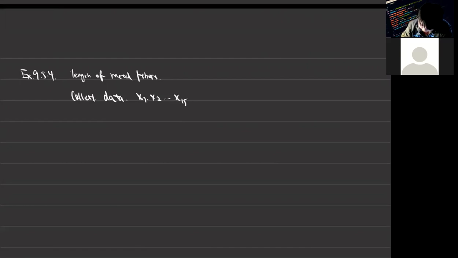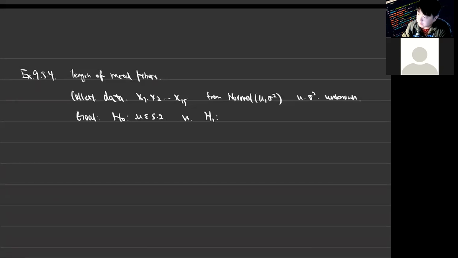And they also guess that this is essentially a random sample from a normal distribution. Mu, they don't tell you what that is, and sigma square, they don't tell you what that is. So you don't know either of these two parameters. Both of them are unknown. Now the goal is hypothesis testing. So what is the hypothesis? That is mu less than or equal to some arbitrary number, 5.2, versus H1, the alternative. It's the complement of the null, so mu is greater than 5.2.